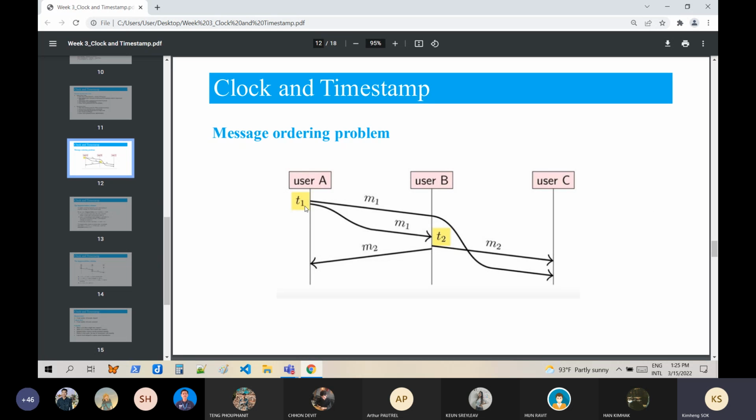For example, in this one, computer 1 or user 1 sends a message 1 to both computers, like user 2 or user B or user C.